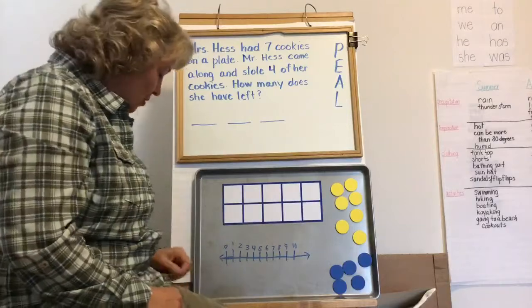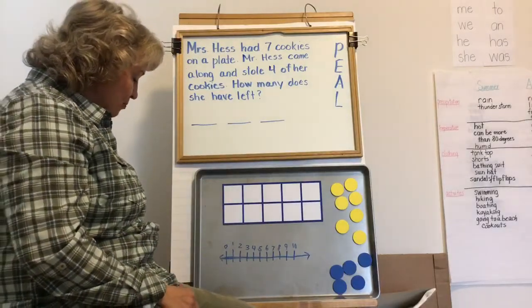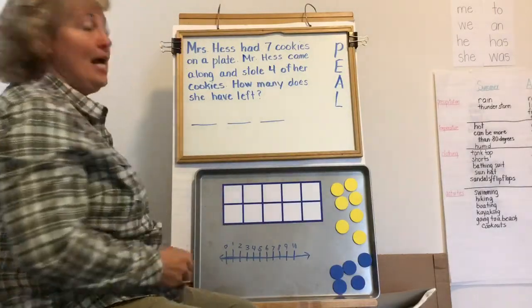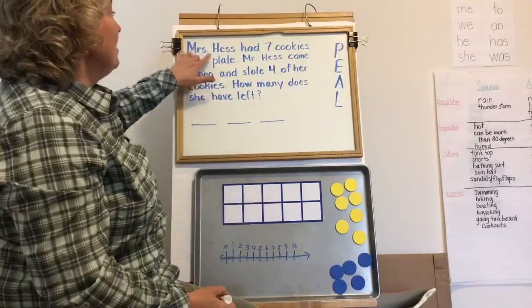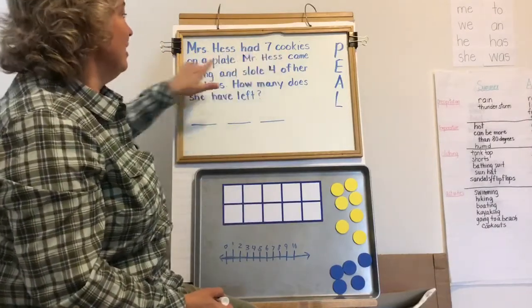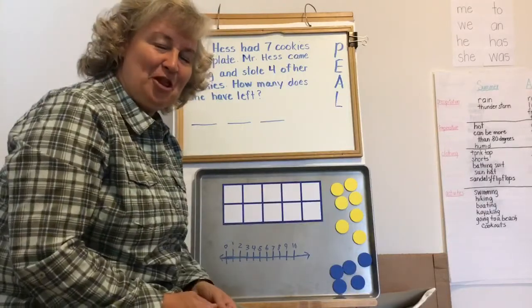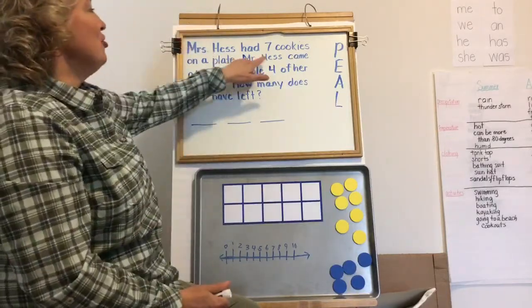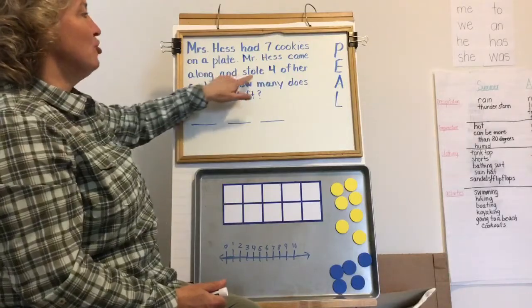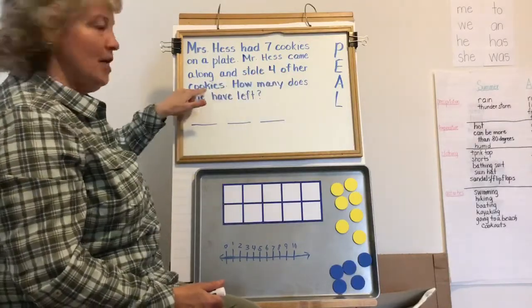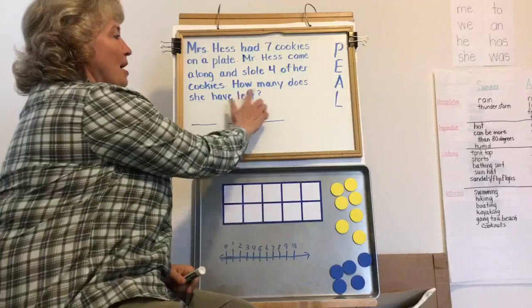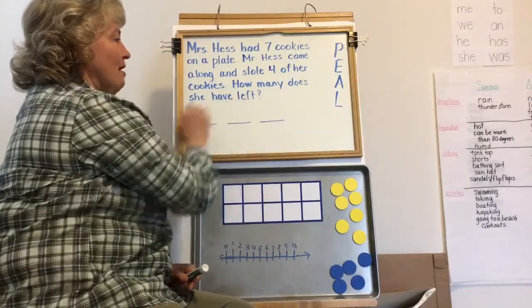Okay, so my word problem for today says Mrs. Hess had 7 cookies on a plate. Probably too much for Mrs. Hess to eat all at once. Mr. Hess came along and stole 4 of her cookies. How many does she have left?